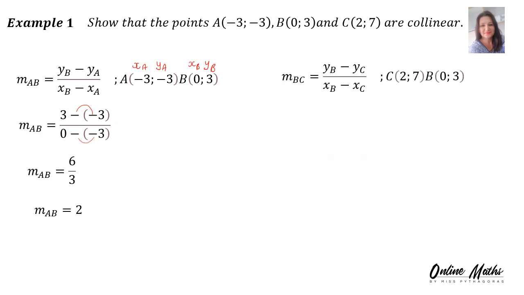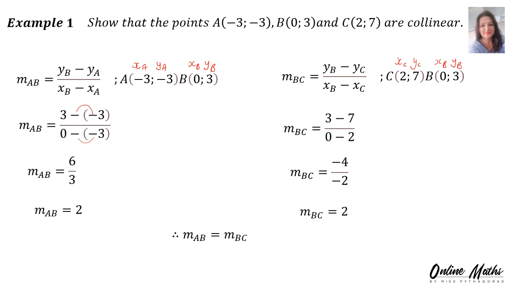Then we work out the gradient between points B and C. So we've got the x of C, the y of C, the x of B, the y of B into the gradient formula. We substitute 3 minus 7 over 0 minus 2. 3 minus 7 is -4 over -2. Therefore, the gradient between points B and C is equal to 2.